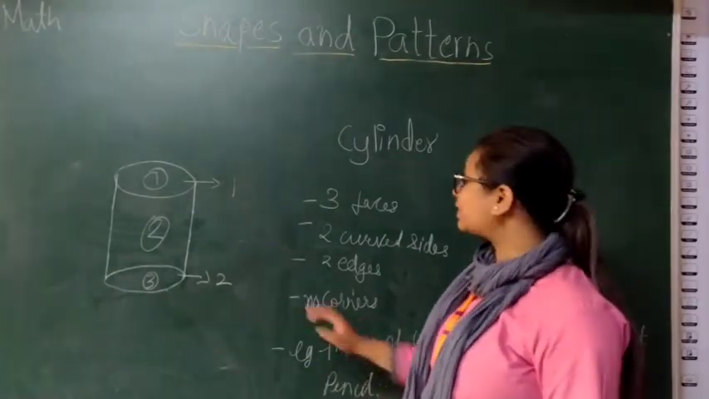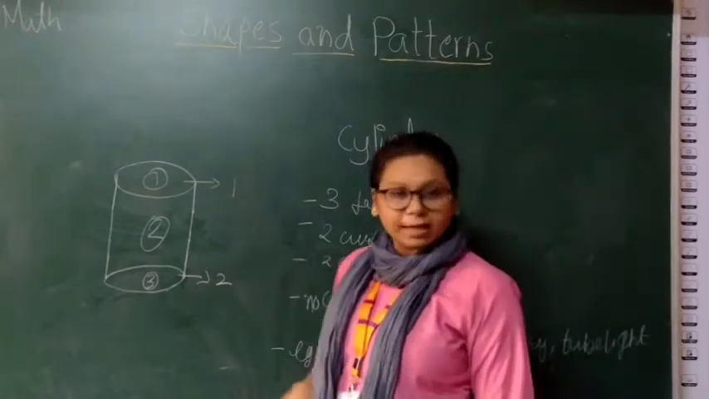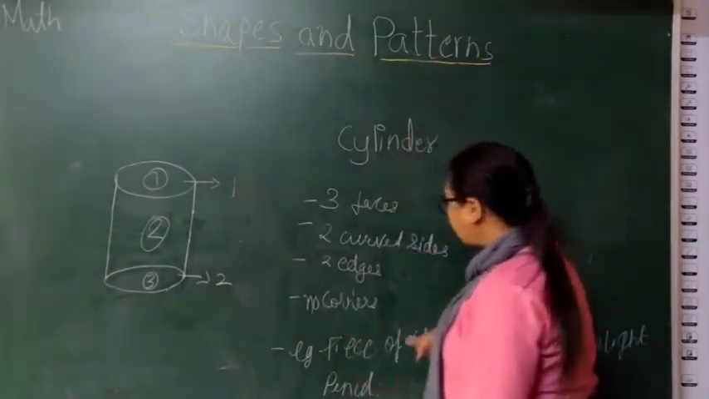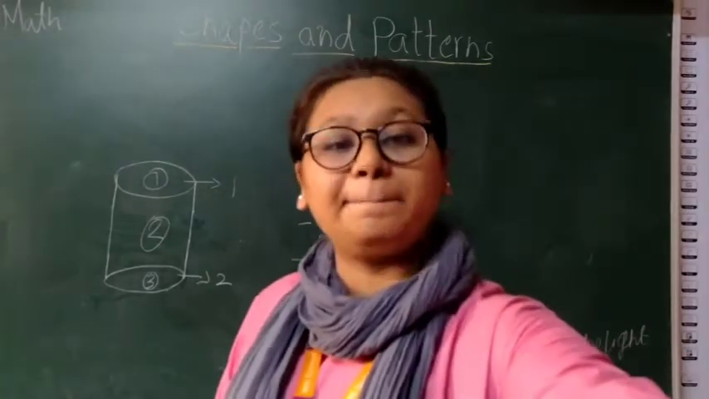Okay, the cylinder has no corners at all. See, can you see a corner? No, so it has no corners. So now let's see an example of a cylinder.